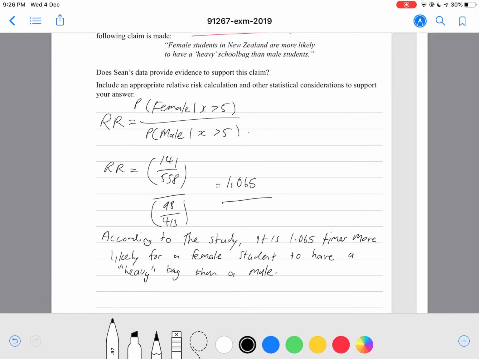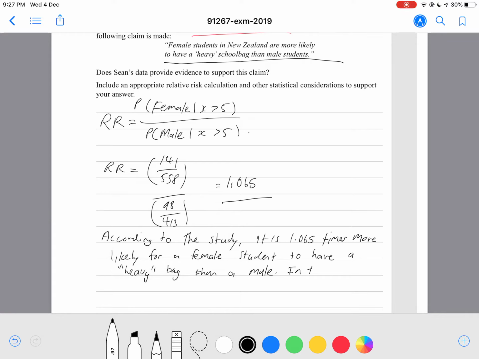And the claim was, female students in New Zealand are more likely to have a heavy school bag than male students. That's a claim. This claim is true because our calculations show that it is more likely for female students to have a heavier bag, as it is 1.065 times more likely.